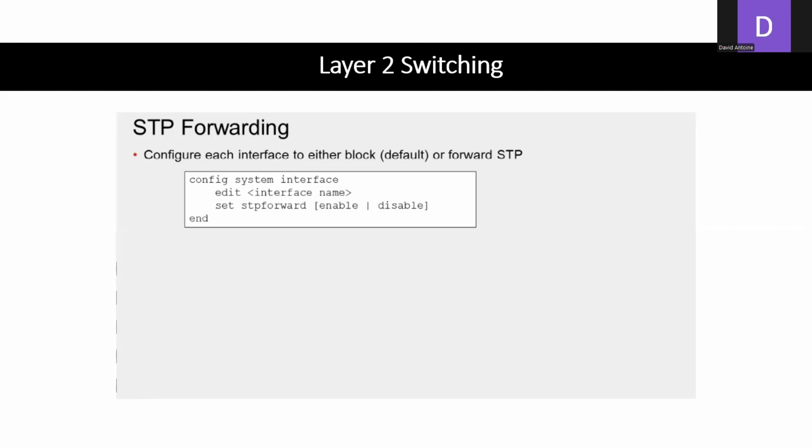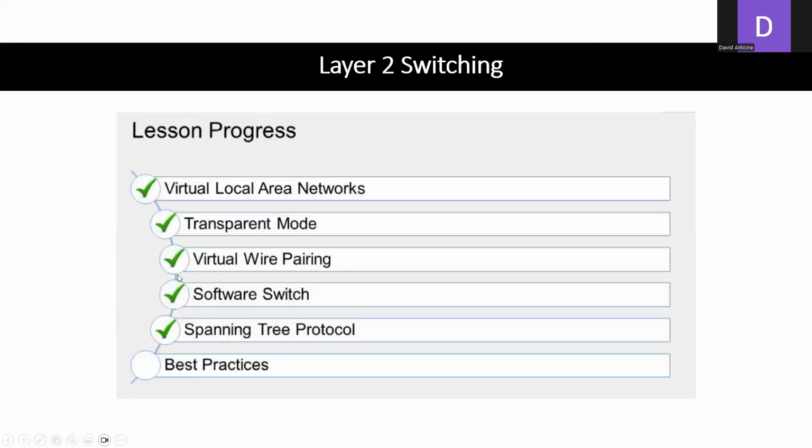Okay, all right. With that being said, let's go ahead and have our end of section review. What is the default mode for spanning tree on a FortiGate? Is it A, FortiGate passively forwards BPDUs, or is it B, a FortiGate has all spanning tree functions disabled? B, disabled. There we go.